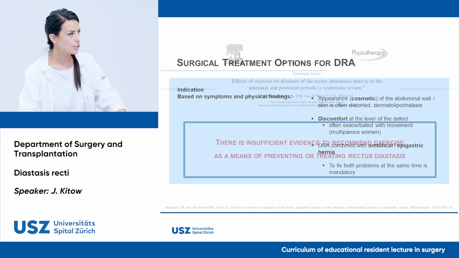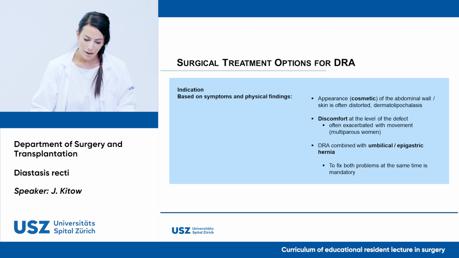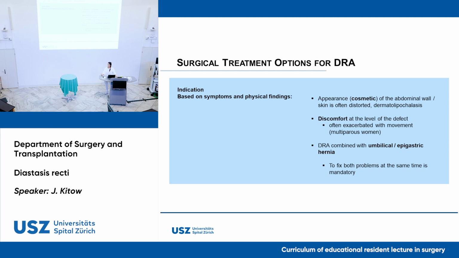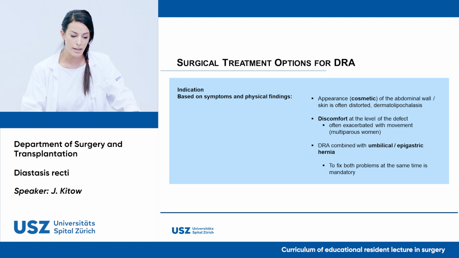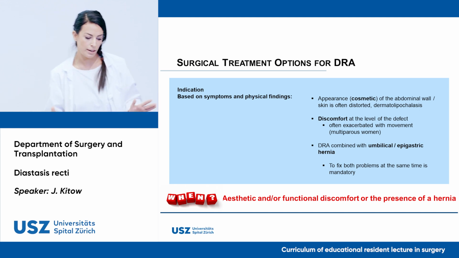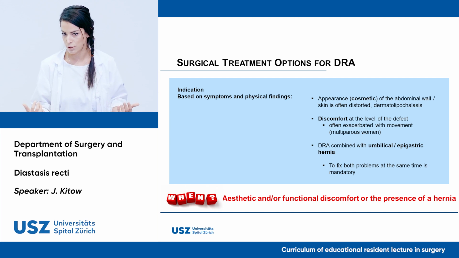Let's come to the surgical treatment options. What are the indications for surgery here? First of all, we go for cosmetic discomfort as well as functional discomfort. So if the patient is suffering from pain or discomfort of the level of the defect, we see it as an indication for surgery, as well as if the diastasis rectus abdominis is combined with a hernia, umbilical or epigastric. If so, it's mandatory to fix both problems at the same time. So let's sum it up again. Aesthetic and or functional discomfort or the presence of a hernia would be an indication for surgery.